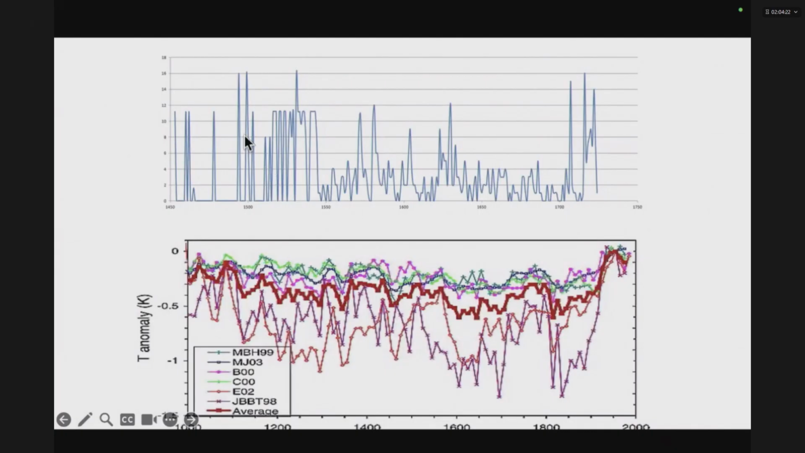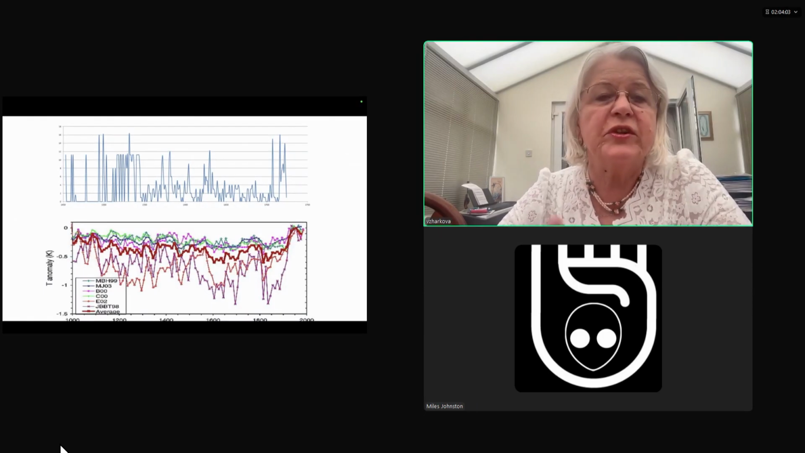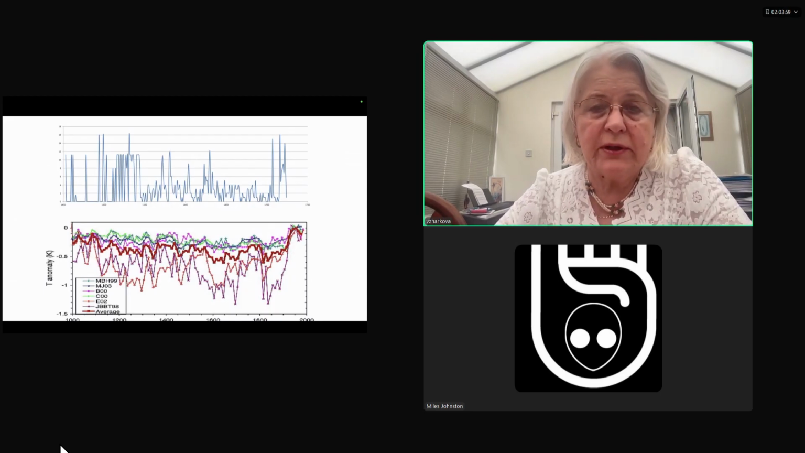We have shown that during the years when they claimed to be the Spörer minimum, there were some of the strongest auroras ever observed on Earth. And auroras are observed mostly during the solar maximum, when there are strong solar energetic particles. So this is one thing.